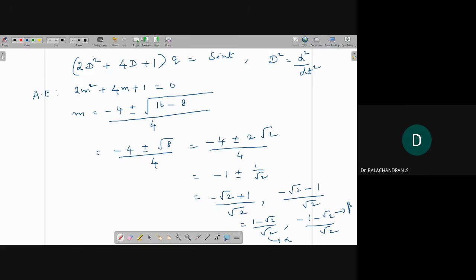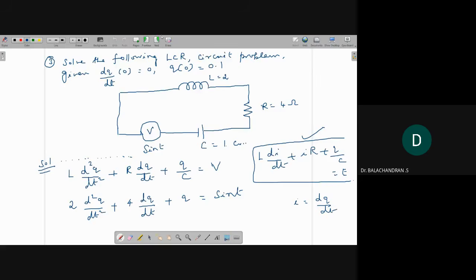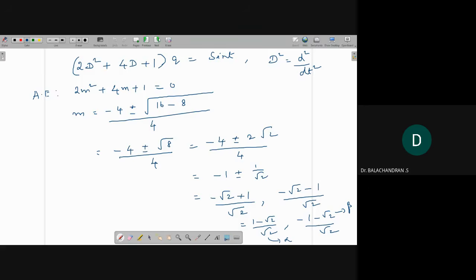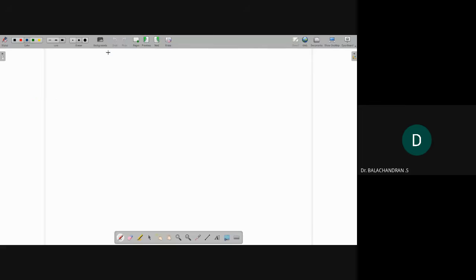The complementary function, CF, is C1 into e power alpha t plus C2 into e power beta t.